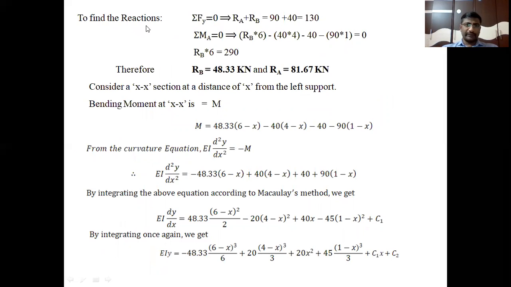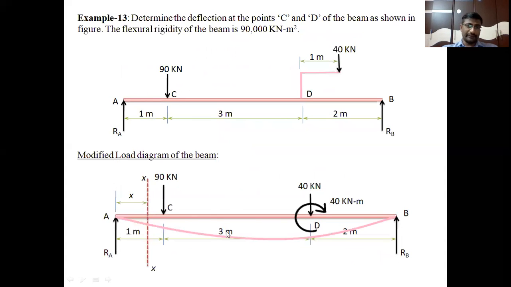To find the reactions RA and RB, take the equilibrium equation sigma Fy equal to 0. So RA plus RB, that is the upward forces, must be equal to the downward forces. What are the downward forces here? 90 kilonewtons is there and 40 kilonewtons is there. This is not a load, it is a moment, which you should not take as a force. So upward forces are RA, RB, and downward forces are 90, 40. So 90 plus 40 is 130. RA plus RB is equal to 130.